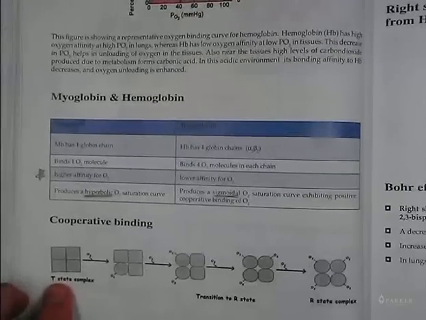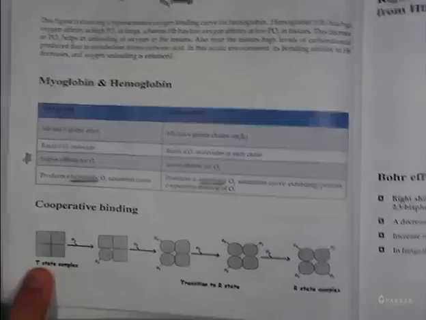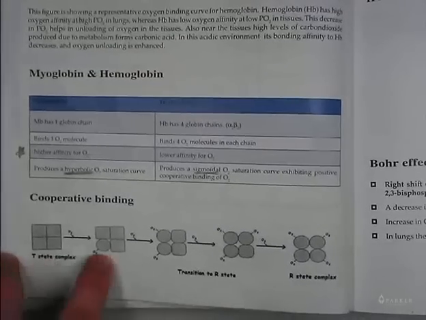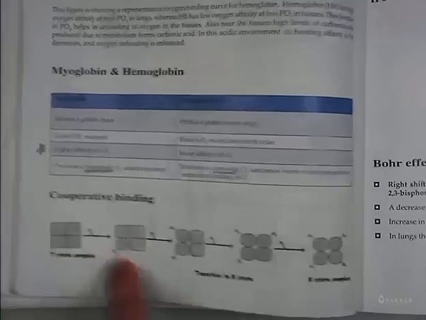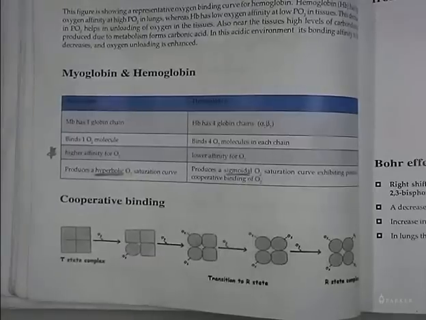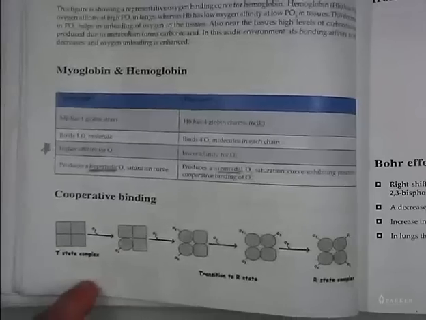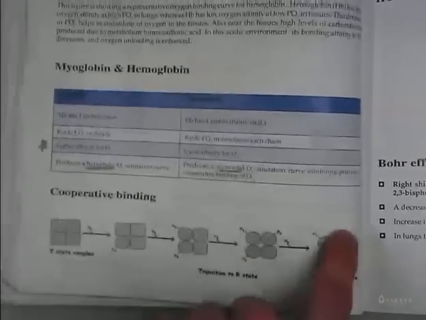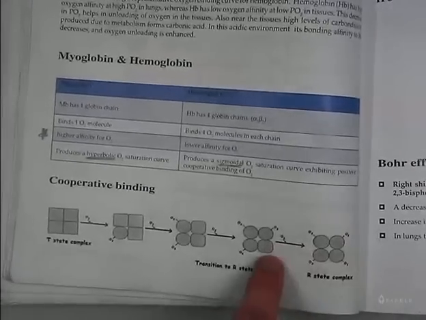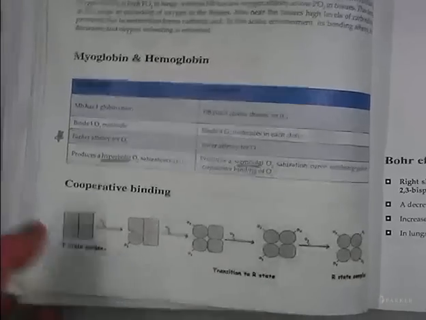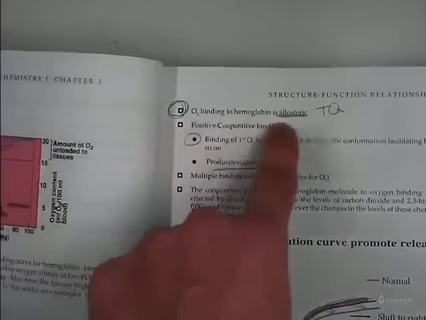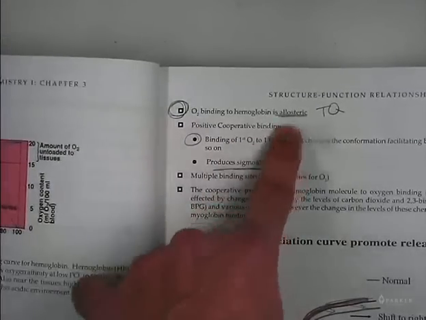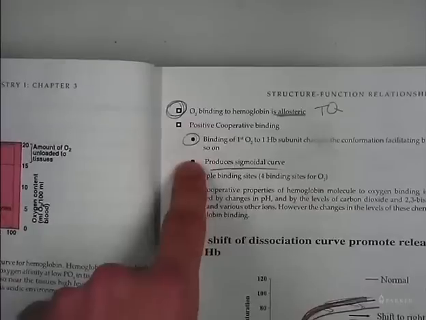Cooperative binding, T is tense, R is relaxed. T is a tense state. So what happens is once that first one binds, it's more likely that all the other ones will bind. It's a lot easier for the other ones to bind. Like it gets the ball rolling, per se. And then relaxed state, so it gets fully here, and then once it loses this first one, it's more likely to lose the rest of them. Oxygen binding to hemoglobin is allosteric, so we've seen that twice now. May be important.